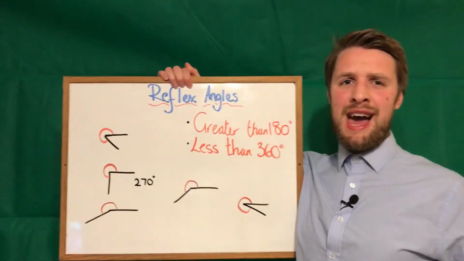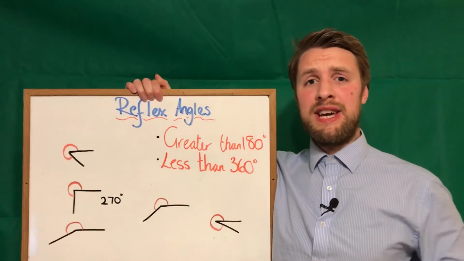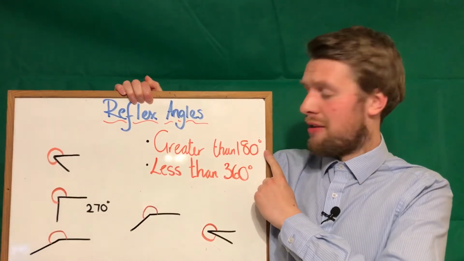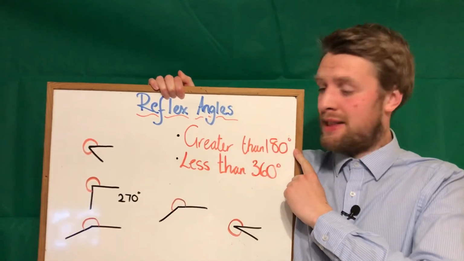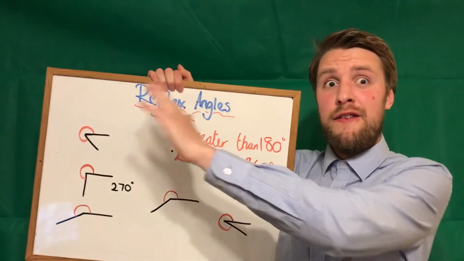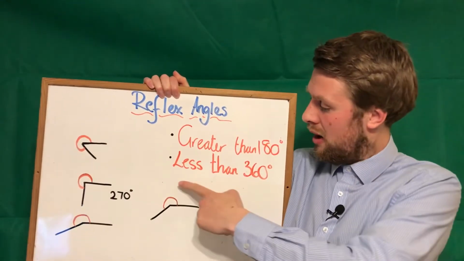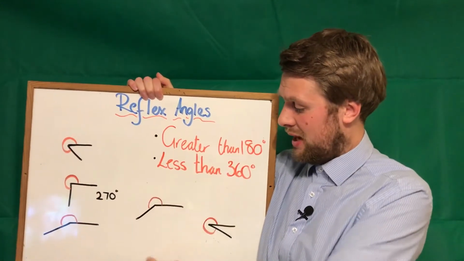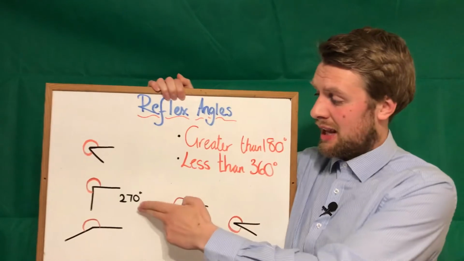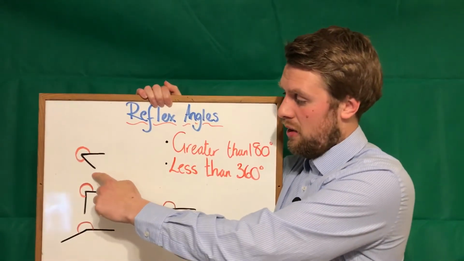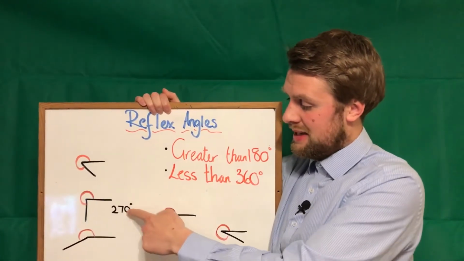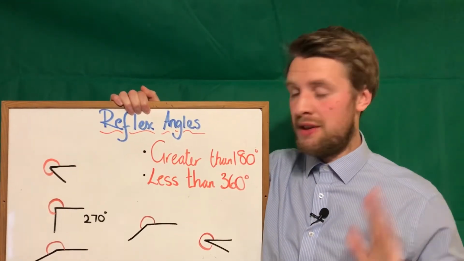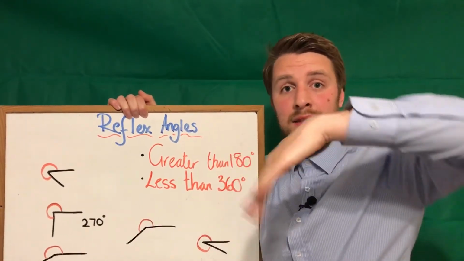reflex angles. Now, the way to find out if an angle is a reflex angle is the following. The angle needs to be greater than 180 degrees, and we've said that 180 degrees is a straight line, so it's got to go further than a straight line. And it also has to be less than 360 degrees, and we know that 360 degrees is a full turn. So we take a look at this example here. The angle goes all the way round, and this is a 270 degree angle. It does 3 quarter turns: 90, 180, 270.